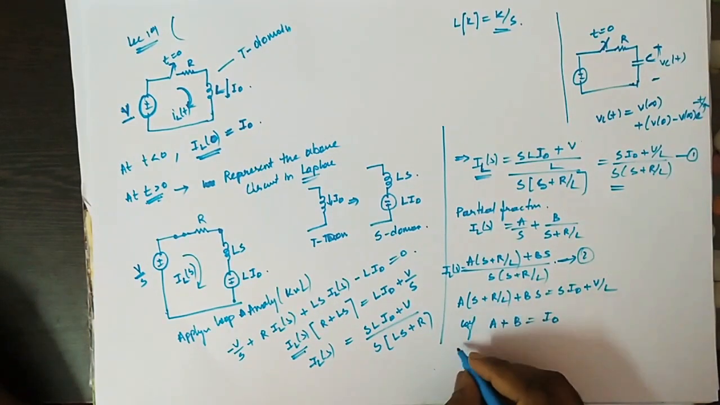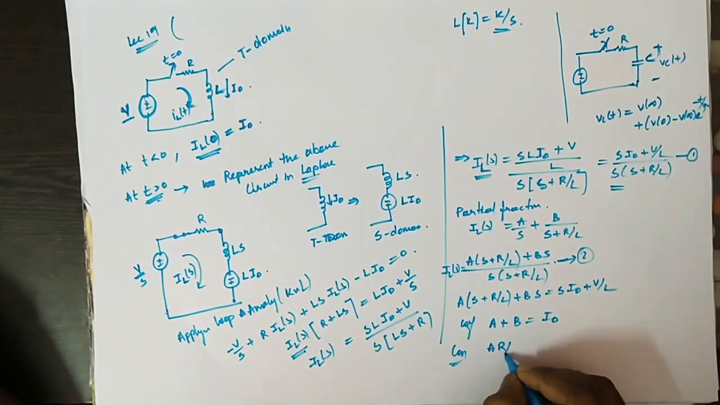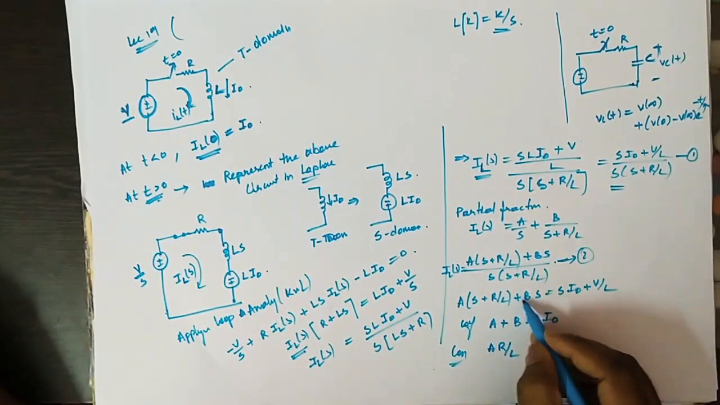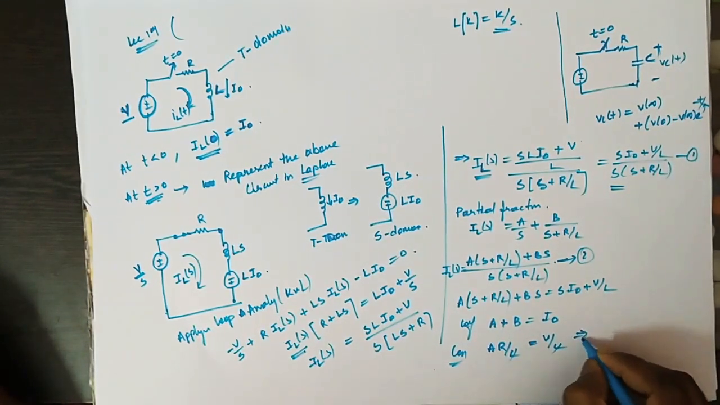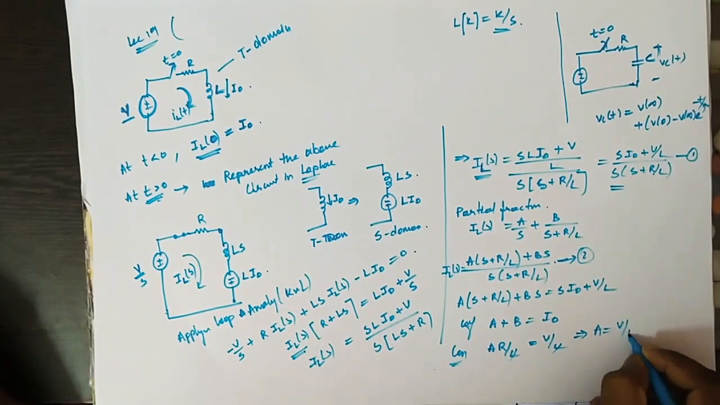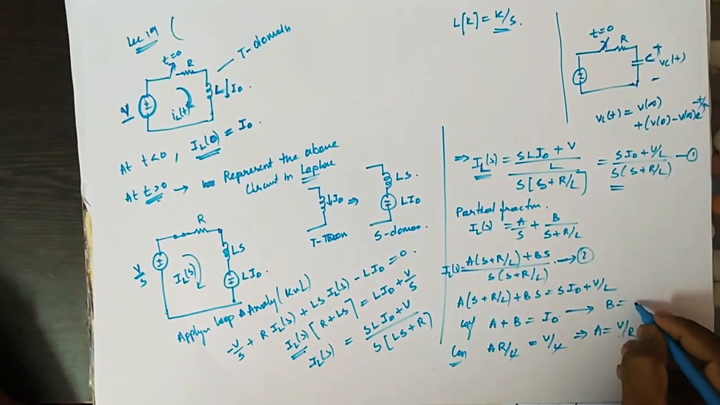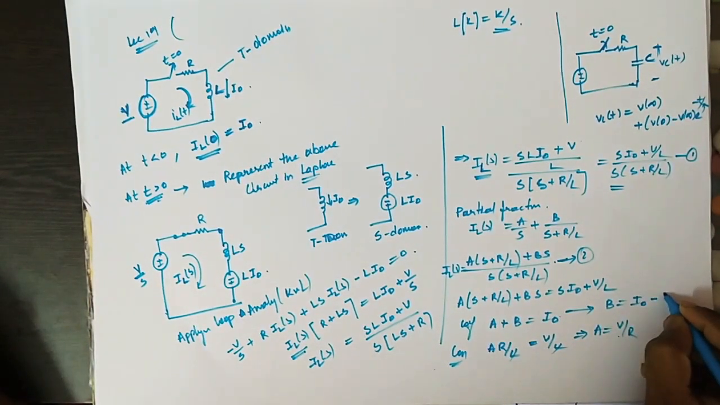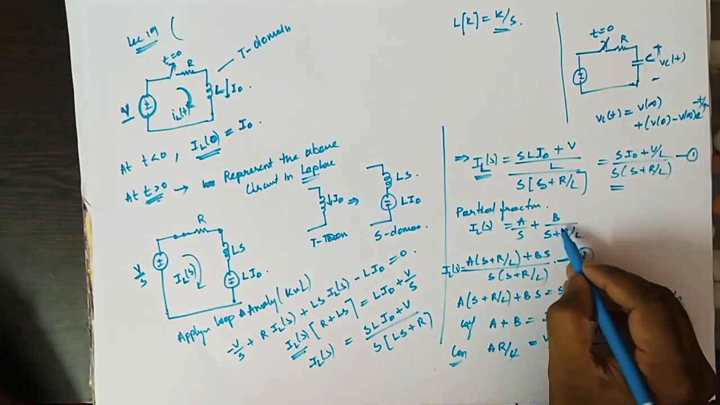Now compare the coefficient of the constant. On the left side the coefficient of the constant is A into R by L. On the right side, the constant is V by L. So L will cancel, and A equals V by R. Substitute this A in the above equation, then B equals I naught minus V by R. So you got A and B for this equation.